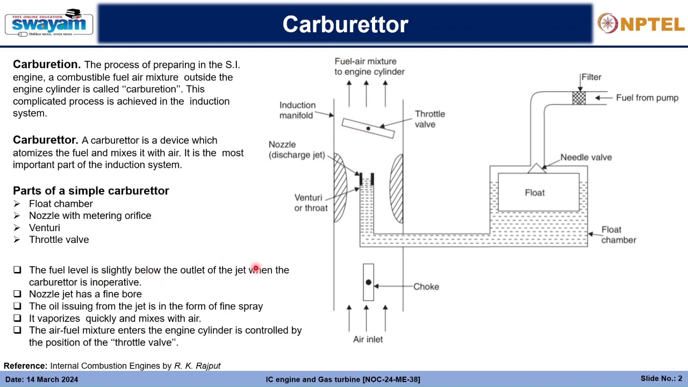The fuel level is slightly below the outlet of the jet when the carburetor is inoperative. Yes. So actually, if the carburetor is not operative, then we want that no oil should leak out, right? So if the level of the oil in here is higher than the level in here, there will be a pressure gradient which actually pressurizes the fuel into this venturi or throat, and accordingly the oil will leak out when it is not operative. So that we do not want.